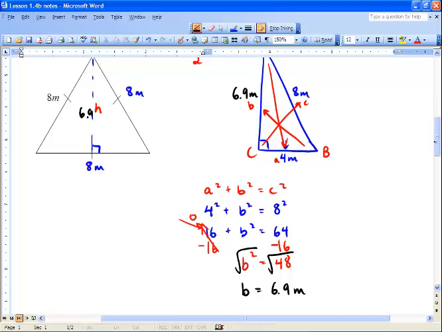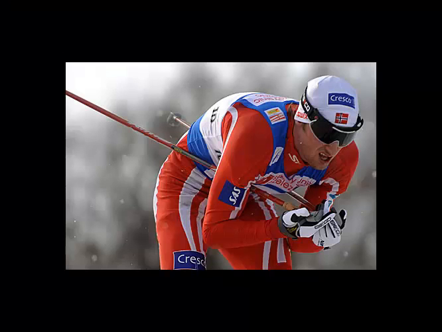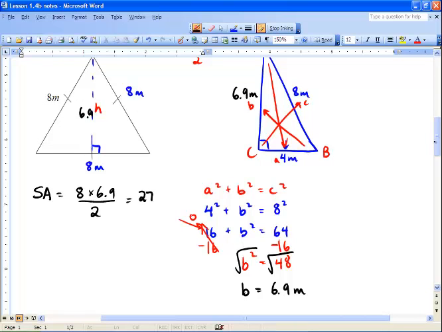Now we're going to find the surface area of this triangle. So we go base, which is 8, times height, which is 6.9, divided by 2. And we're going to find our surface area, and we get 27.7 meters squared.